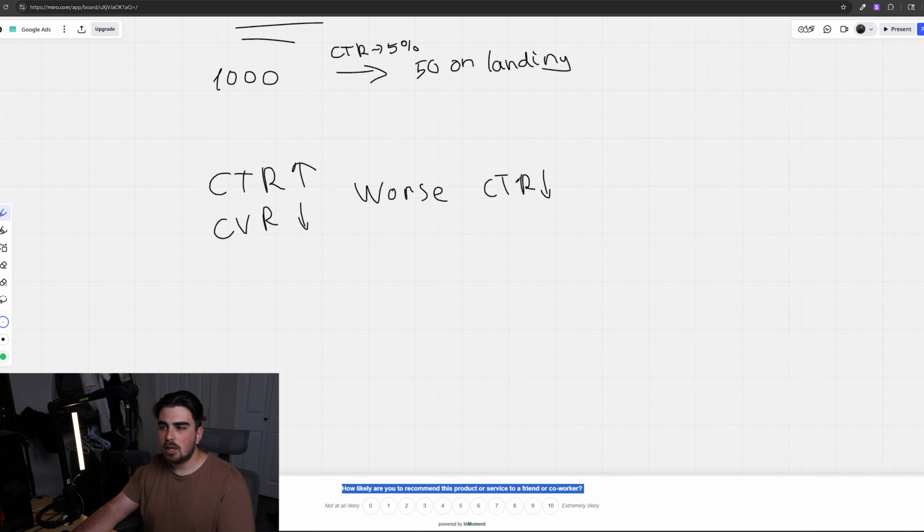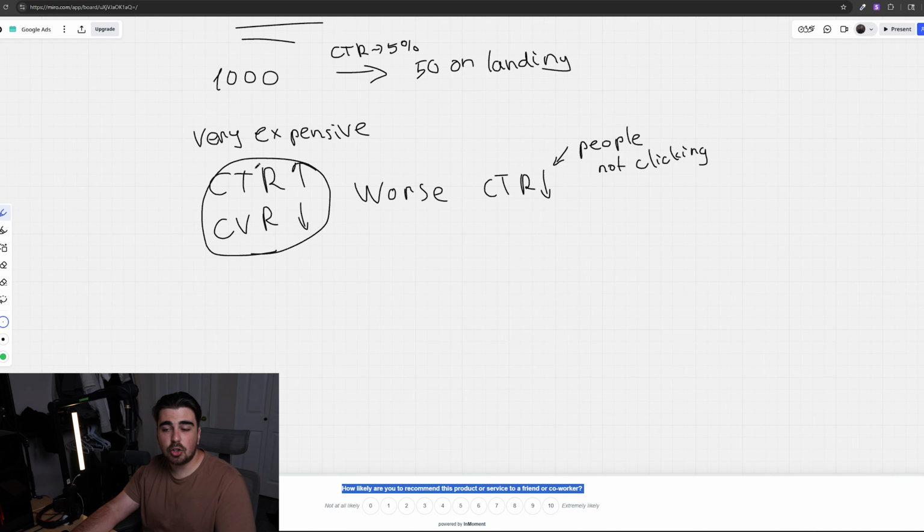So just think about it. Low CTR means people are not clicking. So if people are not clicking, you are not charged. But high CTR with low conversion rate means that a lot of people are clicking, but none of them are getting converted. So you're basically wasting your ad spend. This is very expensive. So try to avoid having this outcome.